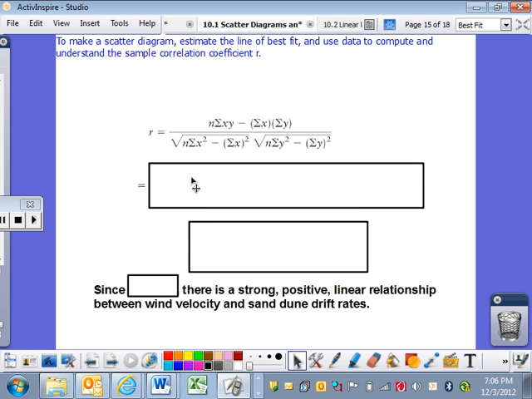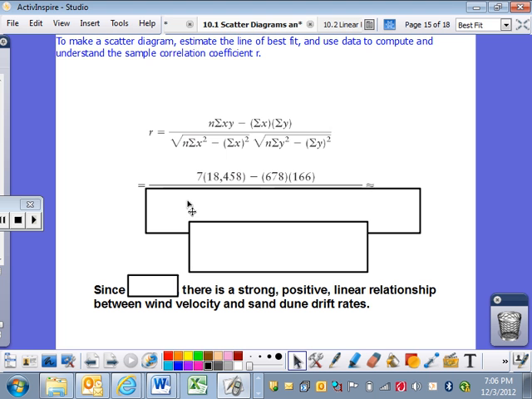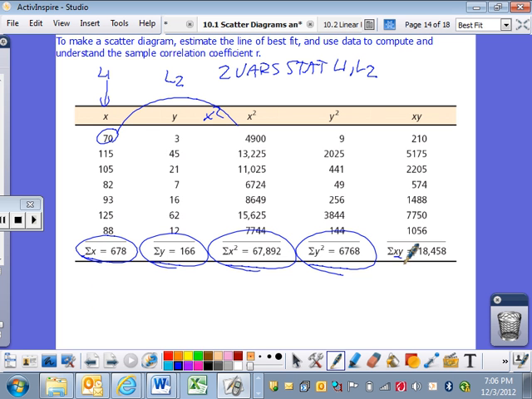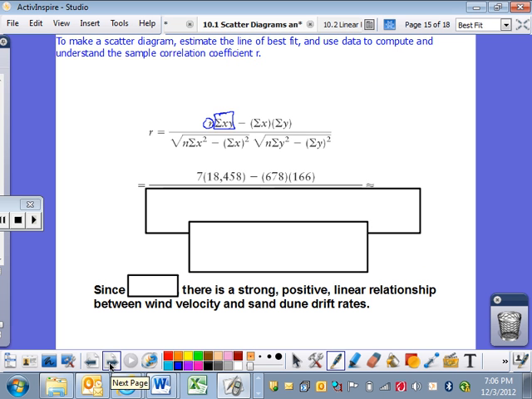Okay? So what I'm going to do is go one line at a time. Notice that I have an n. N is just the number of numbers, so there's 7 in each list, so it's 7. The sum of x times y, if I go back, that's the very last one that you had to scroll down to find, is your 18,458.